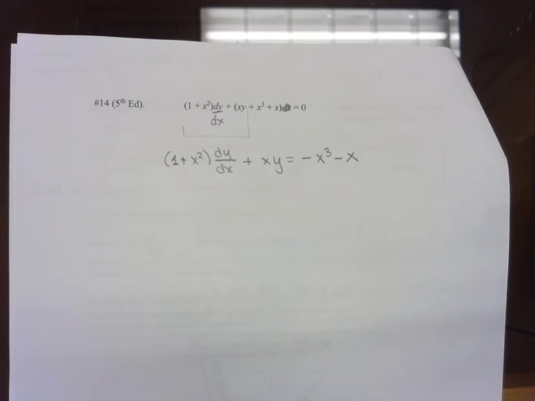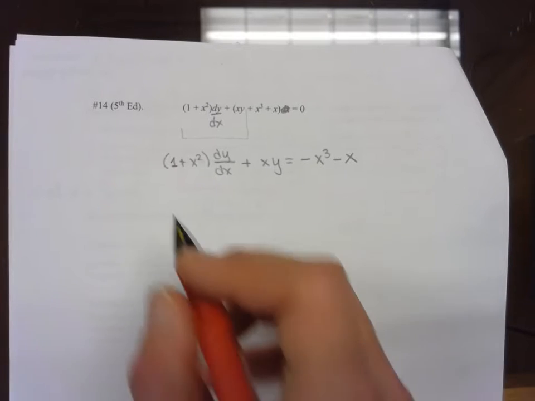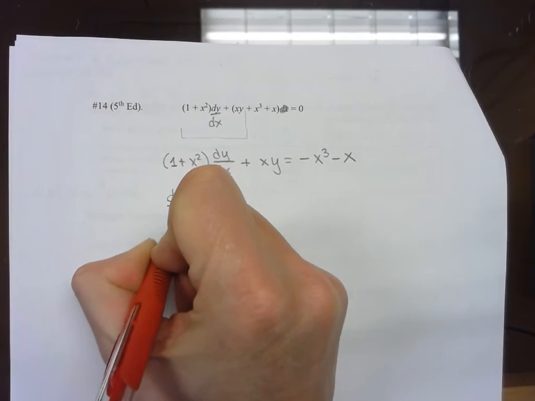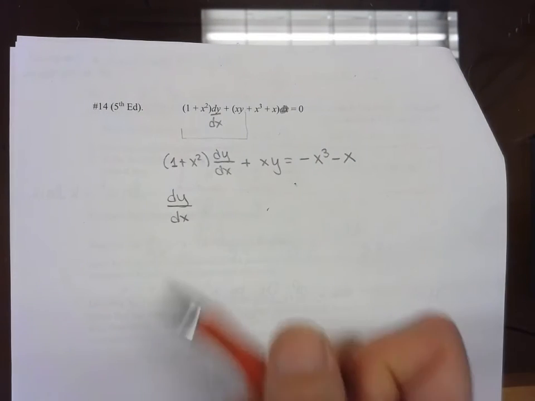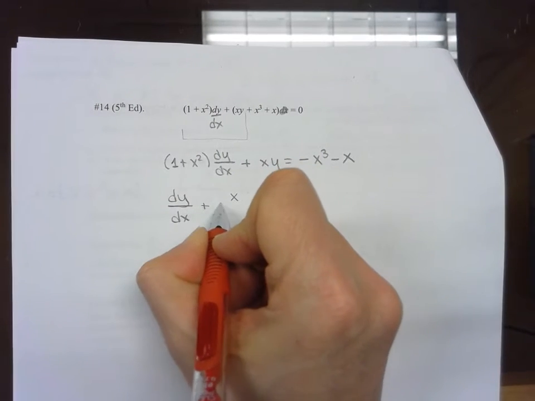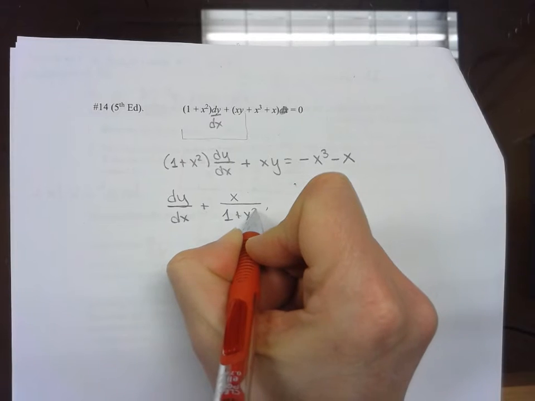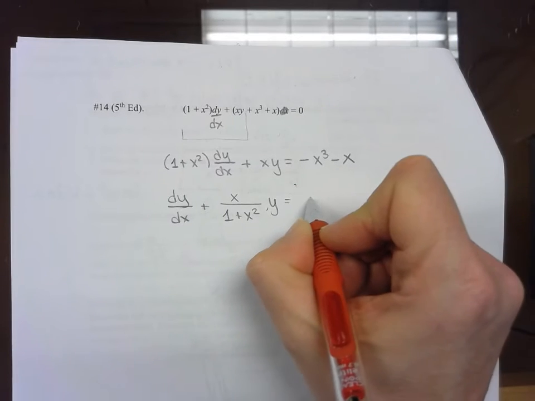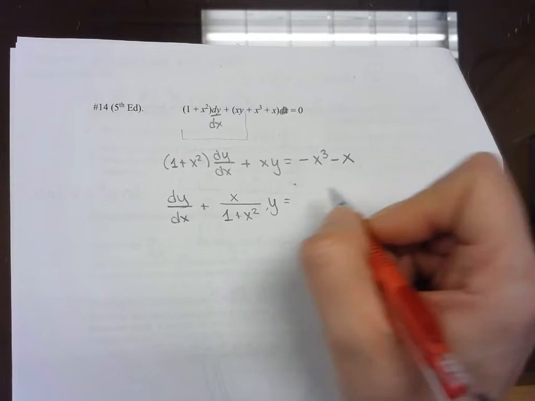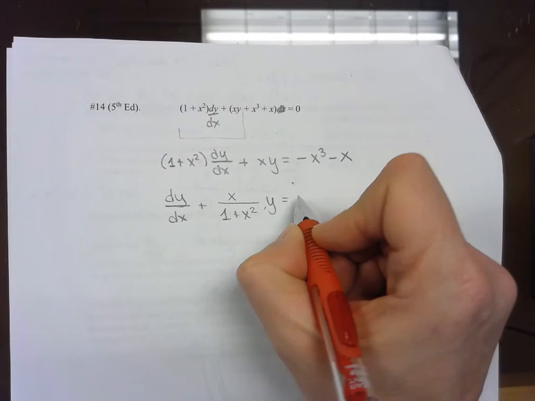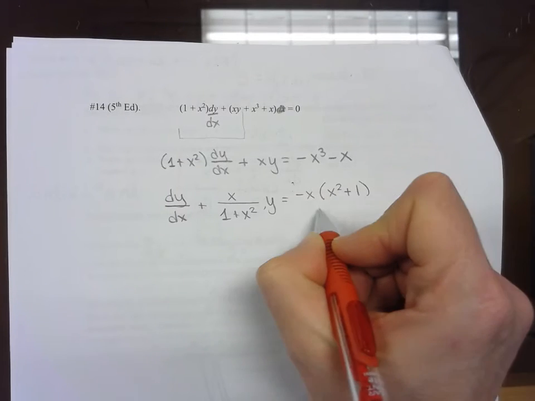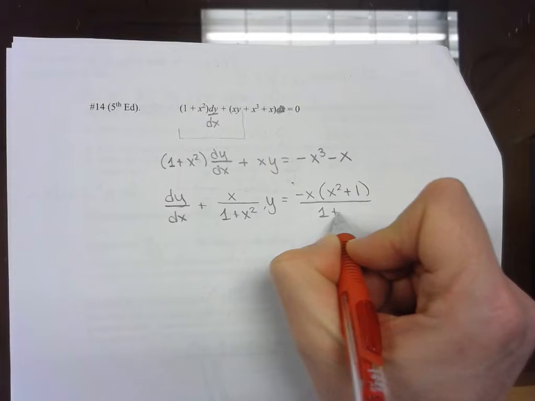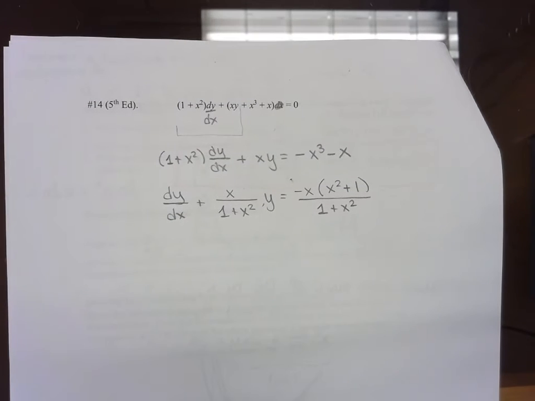But now I don't want anything in front of dy/dx, so I'm going to divide everything by 1 plus x squared. So dy/dx plus x over 1 plus x squared y equals... here I'm going to factor out a negative x, and what I'm left with is x squared plus 1, and I'm dividing by 1 plus x squared. So x squared plus 1 and 1 plus x squared are the same, they cancel.